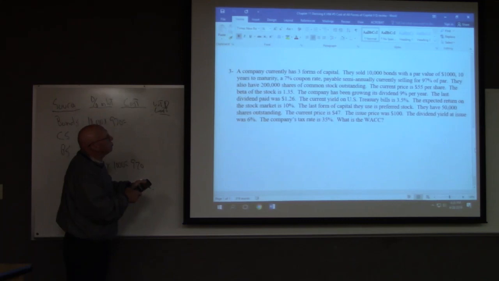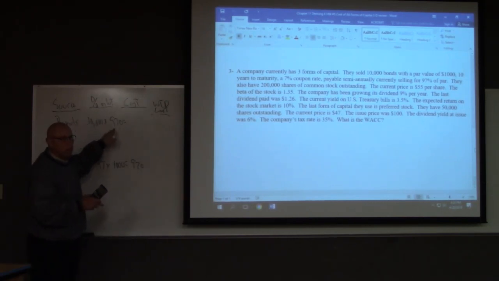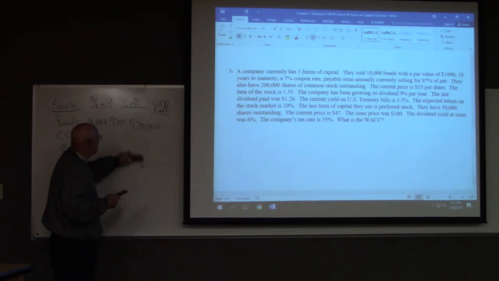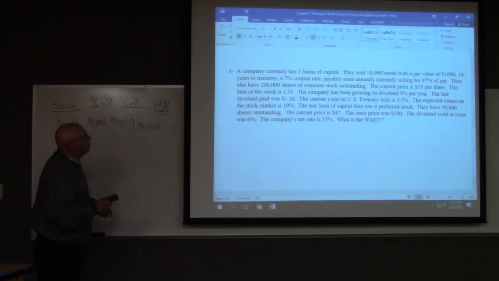So 10,000 bonds times the current market price, not times par value. Don't get fooled by that. 10,000 times 970 is 9,700,000. Shares of stock, 200,000 times $55 per share is $11 million.